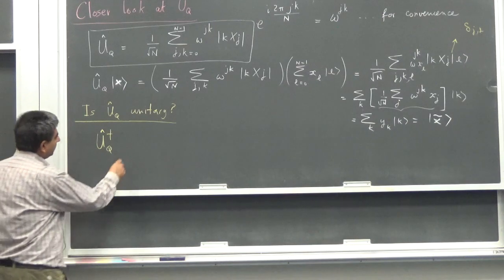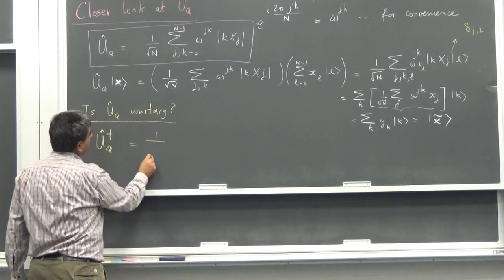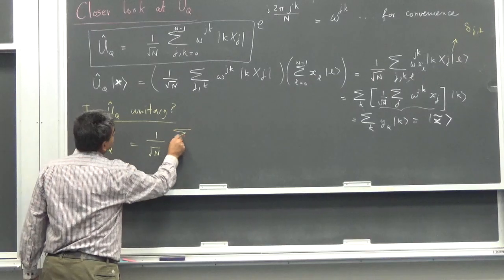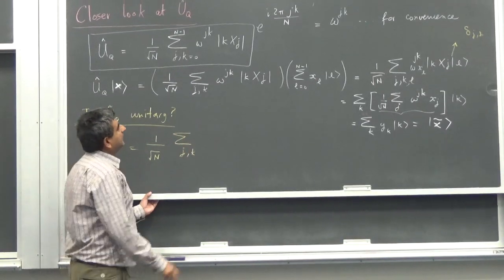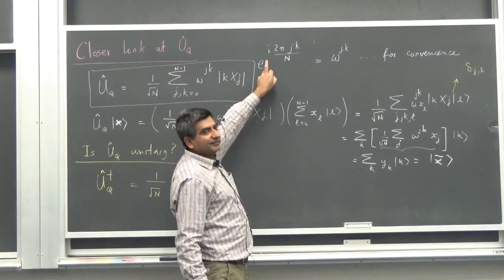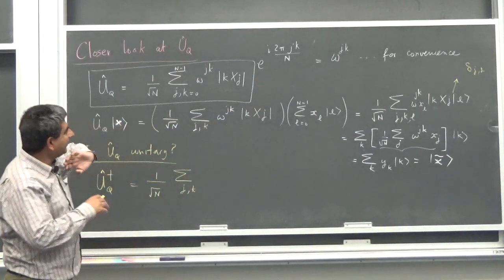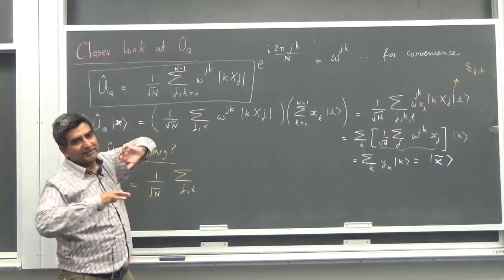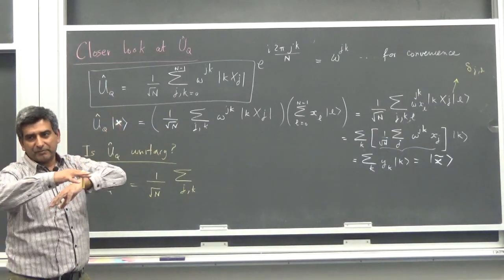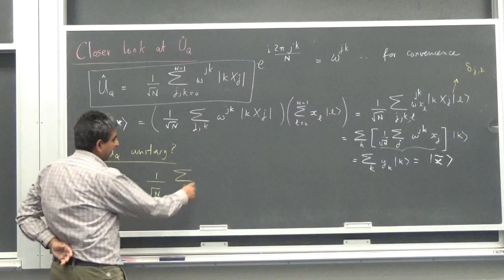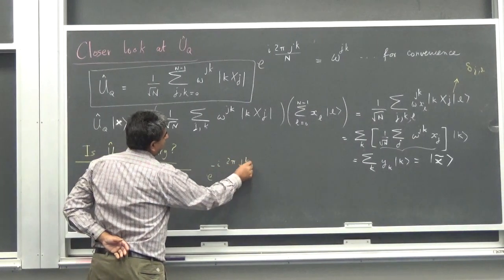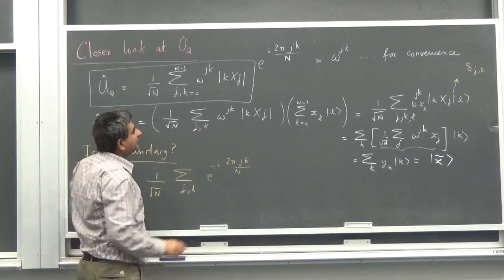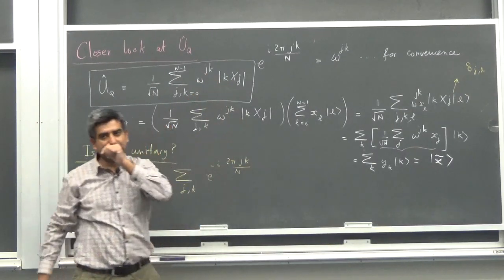So the adjoint of this is, let's do this carefully, 1 over root n, again sum over jk. Now omega is this thing here. So this is a scalar. I need to find the complex conjugate of this. So this will become e to the minus i 2 pi jk over n. Now what's the adjoint of this outer product?